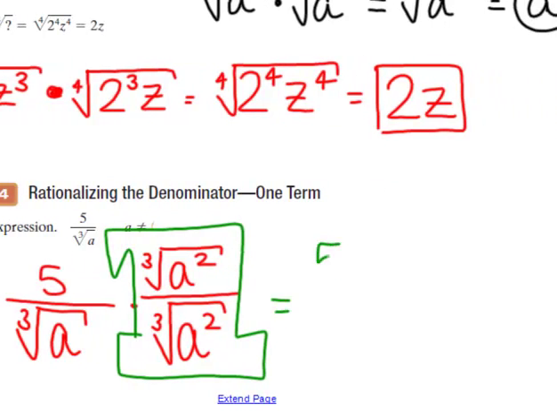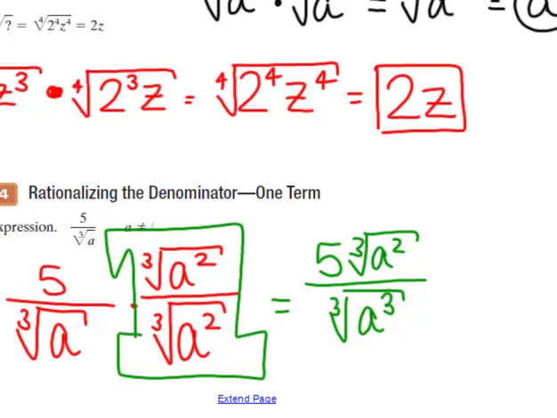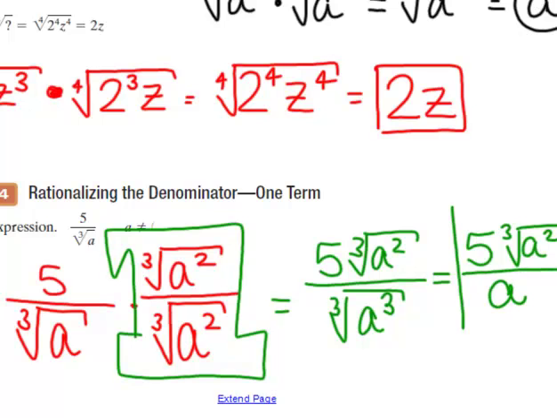So on the top, we would end up with the 5 on the outside times the cube root of A squared. And then in the denominator, I would end up with the cube root of A cubed. And the awesome thing about our denominator now is that it simplifies to just a plain old A. And it's, again, okay to have a fraction as long as there's not 1 in the square root and there's not 1 in the denominator.